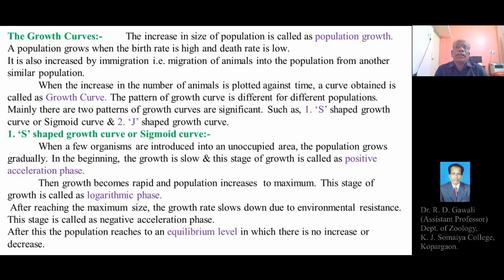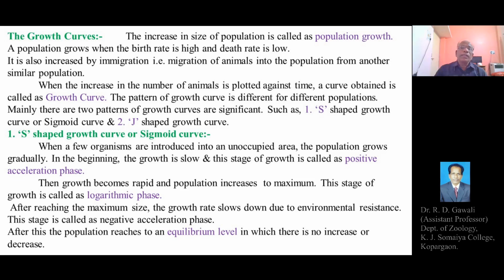Mainly, there are two patterns or two types of growth curves that are significant: one is the S-shaped growth curve or sigmoid growth curve, and the second is the J-shaped growth curve. So there are usually two types of growth curves that can appear in a population. First we'll explain the S-shaped growth curve or sigmoid growth curve.